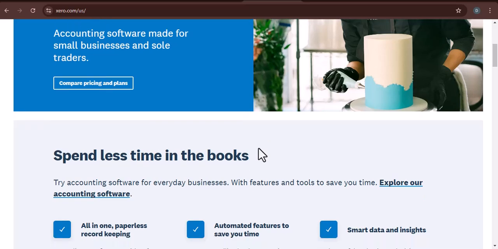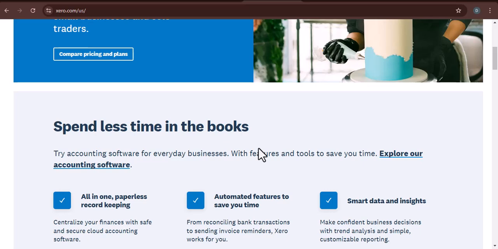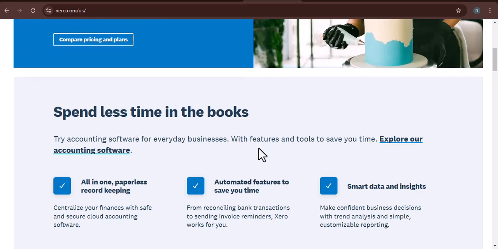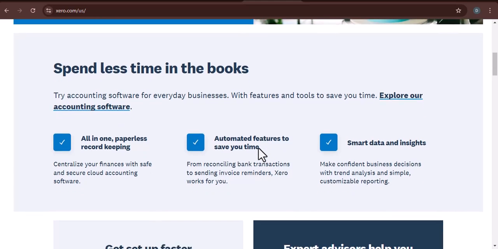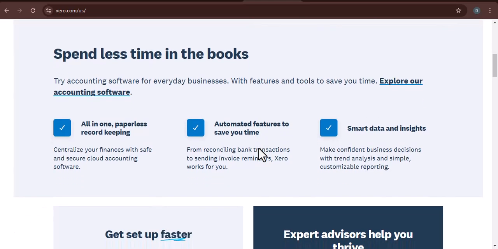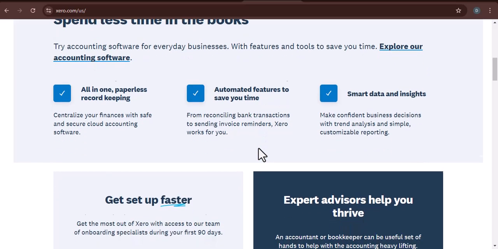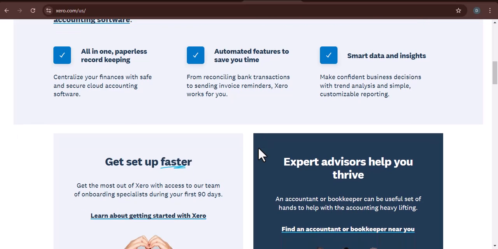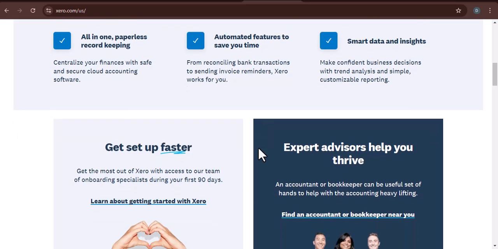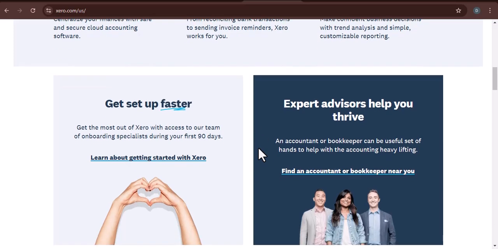Now, why is this starting balance so important? Well, imagine trying to track your expenses without knowing where you began. You'd be flying blind. The starting balance acts as the foundation for all your future financial records in Xero. It tells Xero your exact financial position at the very beginning of your business journey. This ensures your reports are accurate, your cash flow forecasts are reliable, and you can make informed decisions about your business's future.